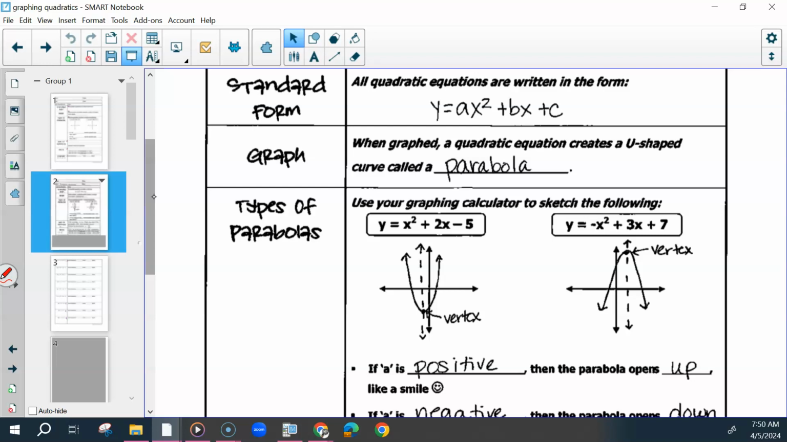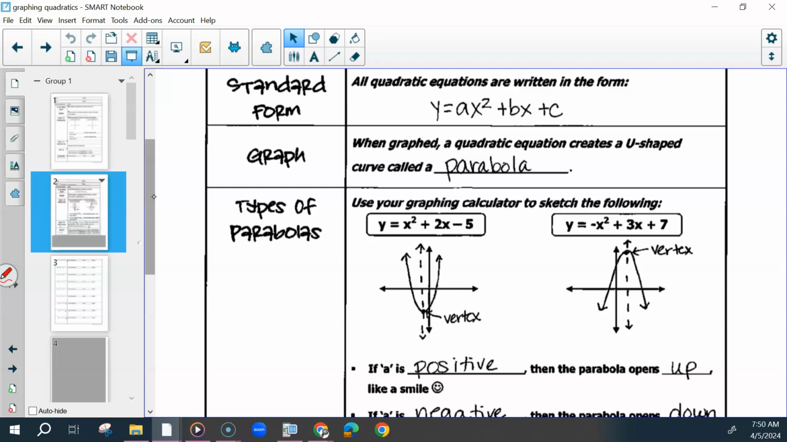So quadratic equations are written in standard form. We talked about that in ABC order, highest exponent to lowest exponent. Y equals ax squared plus bx plus c. We just talked about that with factoring, the trinomials. So usually our trinomials are quadratics. When we graph it, it creates a U-shaped curve called a parabola. So we've seen this U-shaped curve, but we didn't know what it was called, but now we have a name for it.